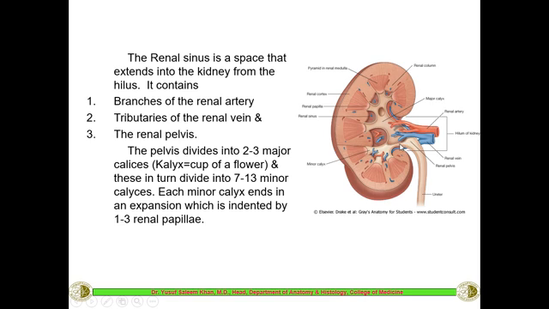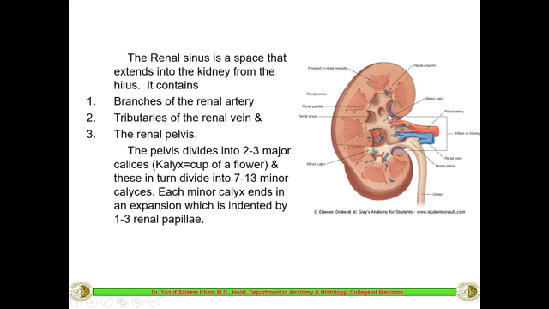If you see this renal pelvis, it divides into 2 to 3 major calyces. If you can see, this is one division, this is the second division. There might be a third division, sometimes 2, sometimes 3 major divisions of the renal pelvis. This is called the calyces or calyx. The singular of calyces is calyx; calyces is the plural form. Calyx means it looks like the cup of a flower. That's why it is called calyx.